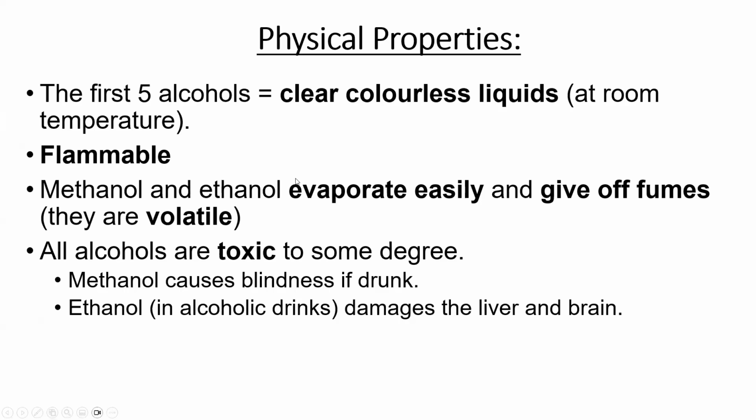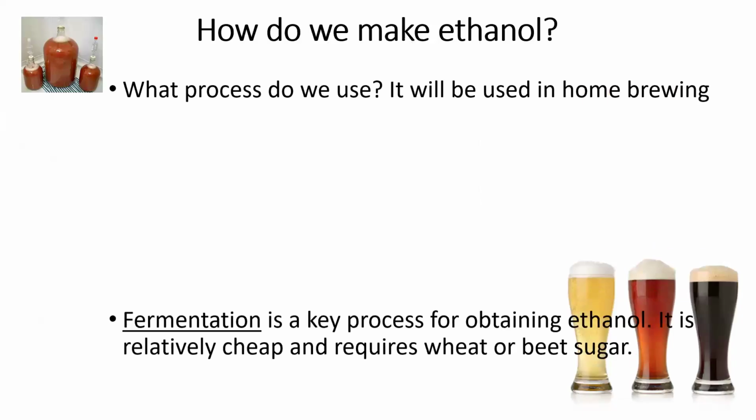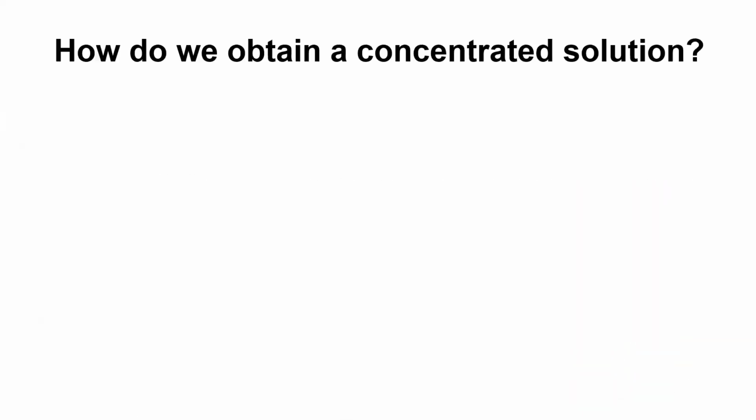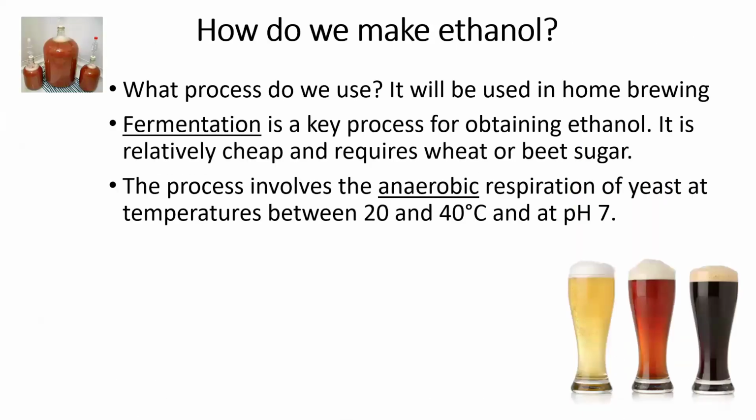Again, ethanol is also a poison. It's toxic and it's actually quite dangerous. How do we make it? Anaerobic respiration. So again, don't forget, it's not just respiration, it is anaerobic respiration.